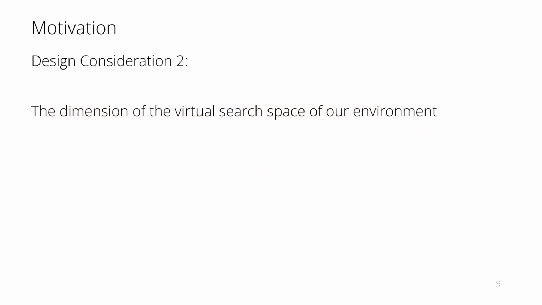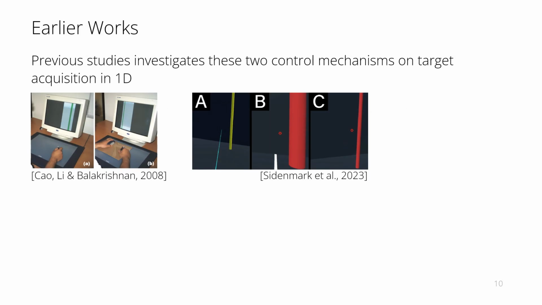Another design consideration is the increasing dimensions of the virtual search space of our environment. Previous studies have investigated coupled and decoupled controls in 1D pointing tasks in a desktop setting or in a VR environment. However, the direction of a target is known and the search phase is limited to moving towards the target either left or right. Dynamic peephole pointing usually involves multi-directional movement on a single surface and can extend across multiple surfaces, introducing very different physical manipulation characteristics.